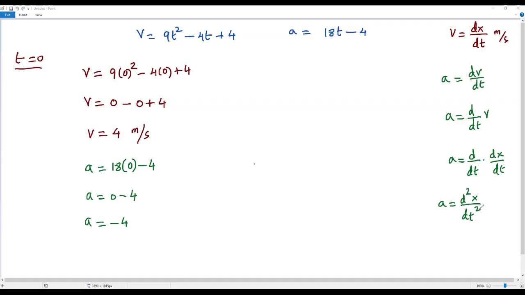Okay, so how can we write the unit for this one? Already we know that the unit of the position function x is meters, and the unit of time t is seconds, but we have t squared, so we have to write meter per second squared. So this is the unit of acceleration. So when t equals 0, the acceleration is negative 4 meter per second squared.